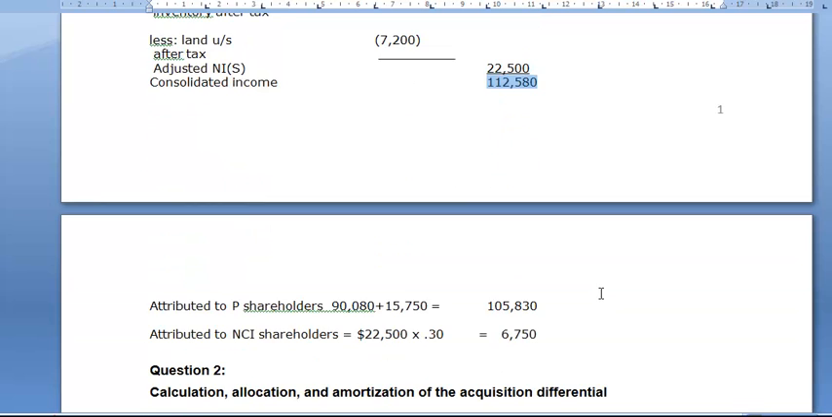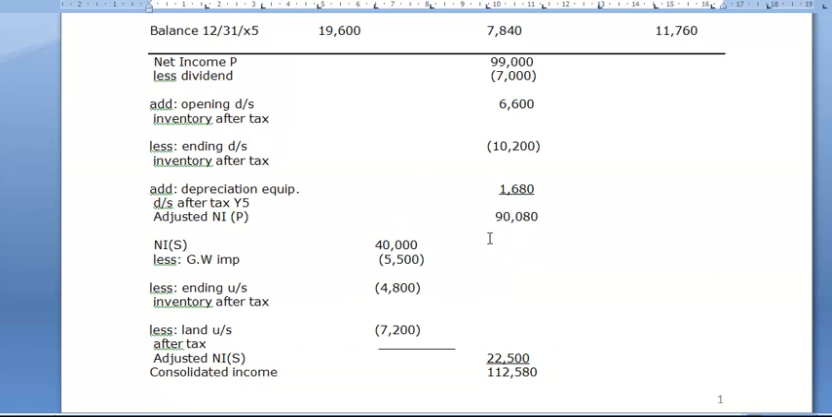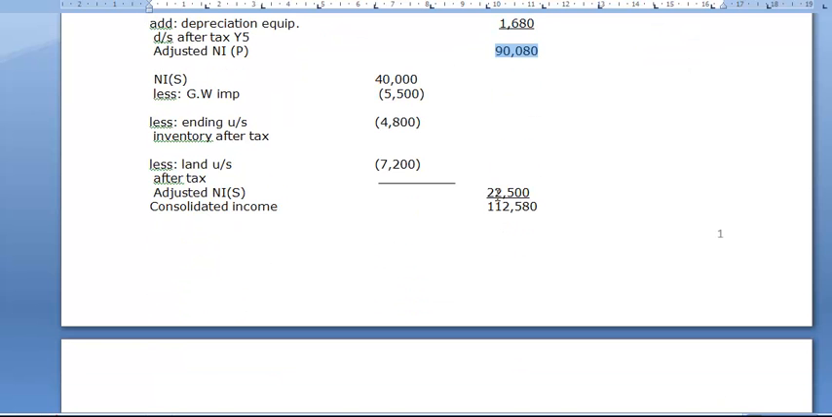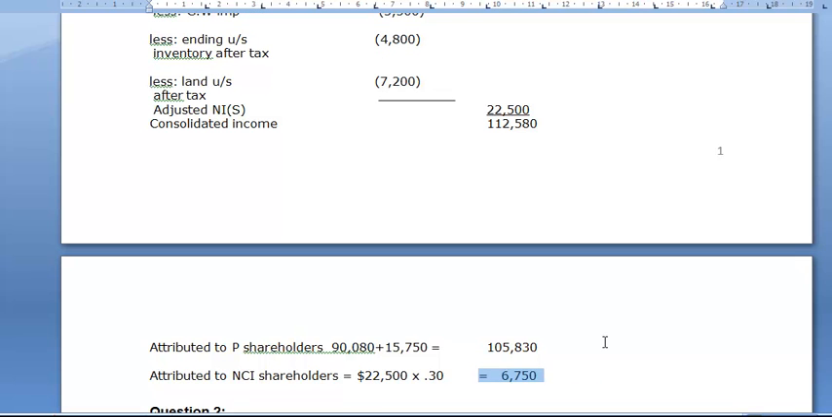The next thing we'll do is allocate it amongst the parent shareholders, of which they get 100% of the parent's adjusted income, which we calculated as $90,080, plus the parent's share of the adjusted income of the sub, and that will give us $15,750. So attributed to the parent shareholders of this $112,580 is $105,830. The balance of the adjusted net income of the sub, which is 30%, goes to NCI shareholders, which is $67.50. So that concludes our calculation of consolidated net income for your first review question.